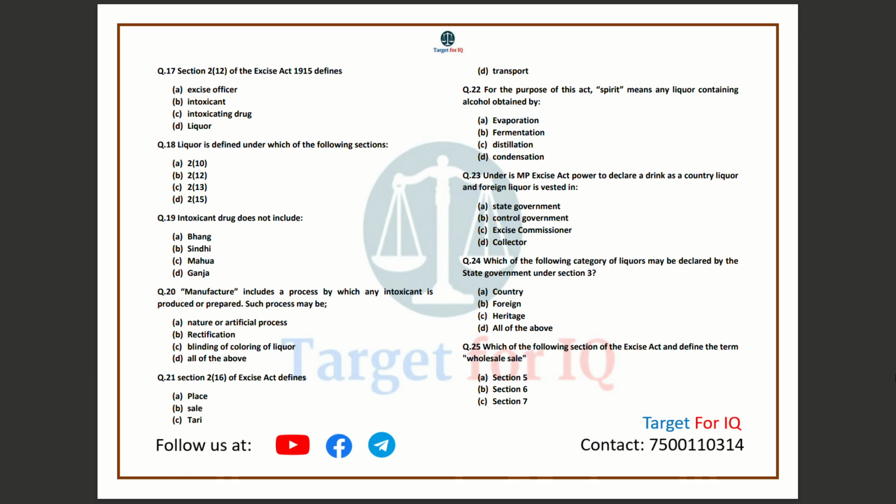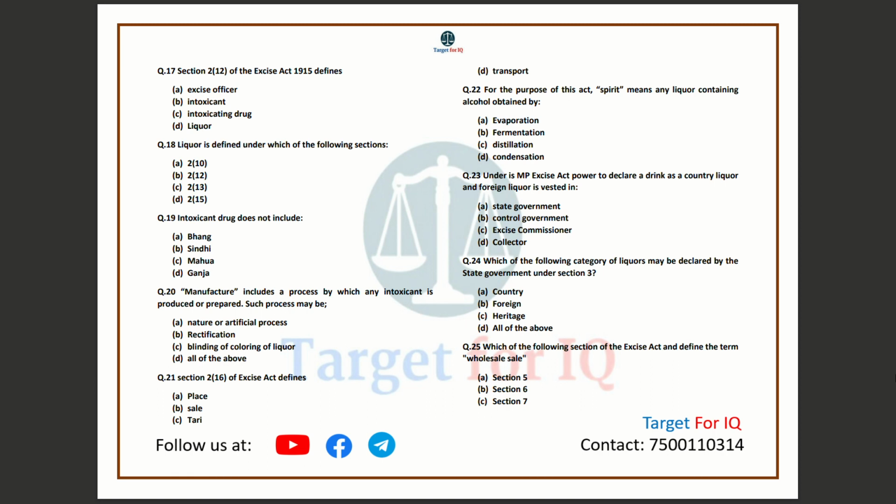Question number 18. Liquor is defined under which of the following sections? Option A, 2 clause 10, option B, 2 clause 12, option C, 2 clause 13, and option D is 2 clause 15. So the correct answer to question number 18 is option C, that is section 2 clause 13.